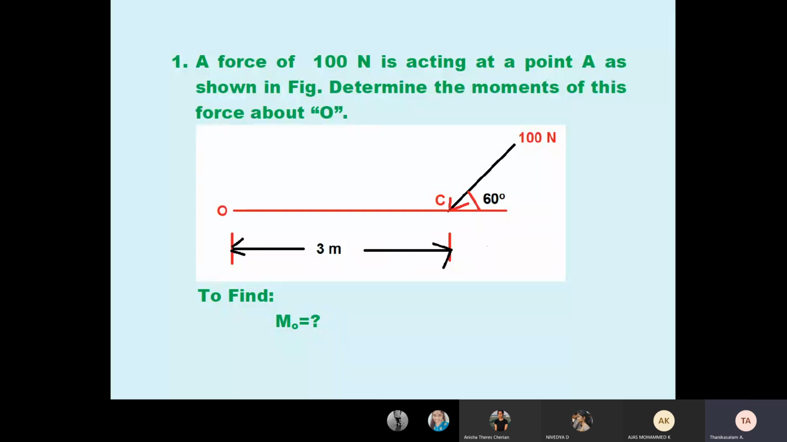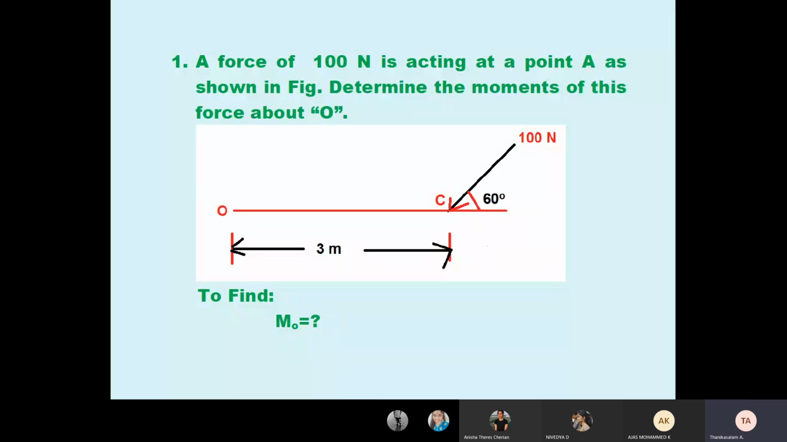What is asked? Only moment. Students, always see what they asked. Based on the aim, you have to use the formulas. We have many formulas: resultant formula, moment formula, and equilibrium equation. So whichever formula is suitable, you have to use it. Here they ask the moment. So moment, simply M.